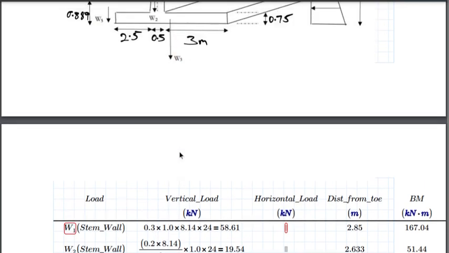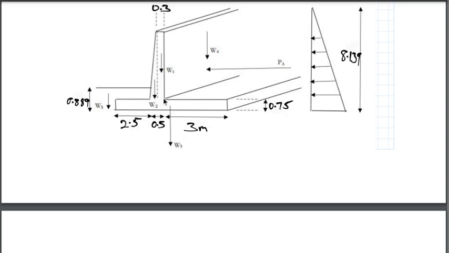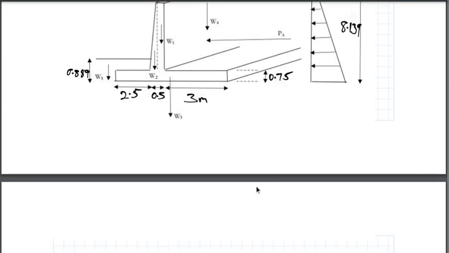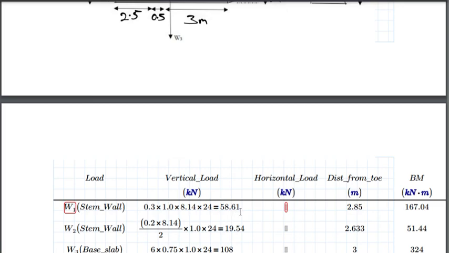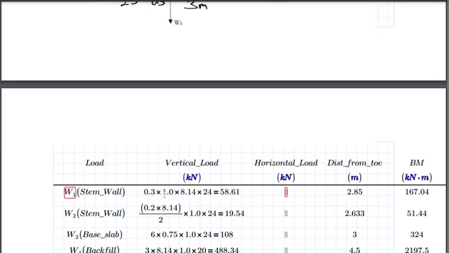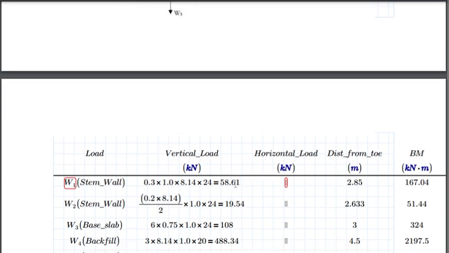This 0.3, we are going to divide this stem into reasonable shapes to make our lives easier. Dividing this would give you a rectangular shape, so we are looking for the area. The width is 0.3 and the height is 8.14, which is what we have here, multiplied by 1 meter strip. Then multiplied by the density, we get 58.61 in kilonewton. Because if we don't multiply by this one, we get it in kilonewton per meter, but we don't want it in a linear term. We are trying to get them in force.